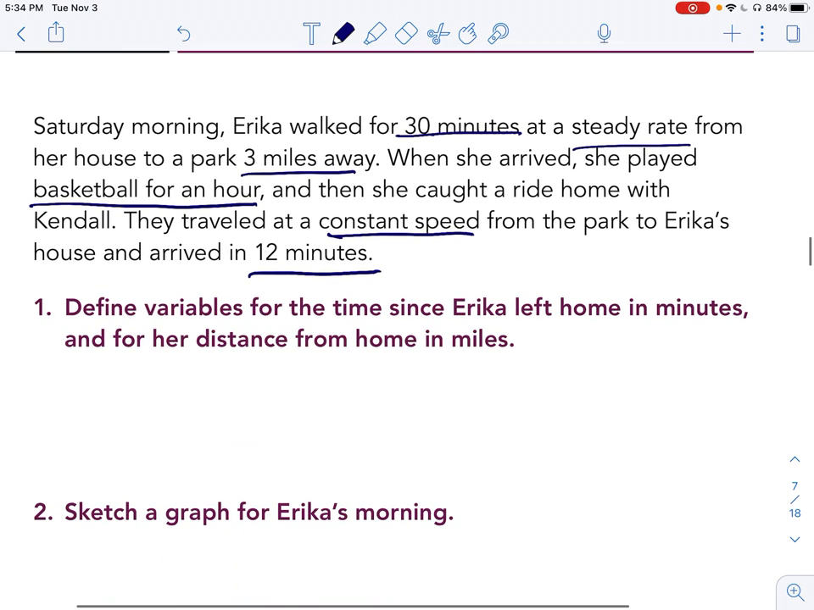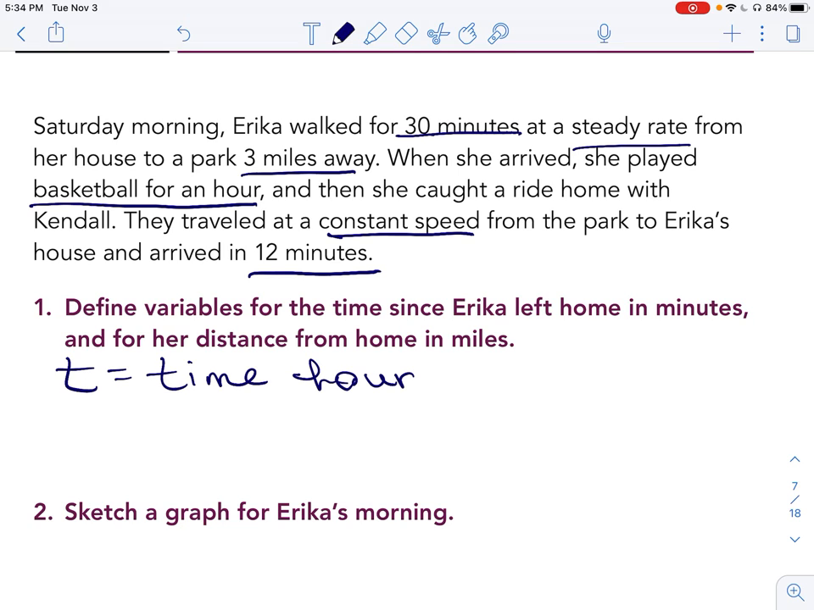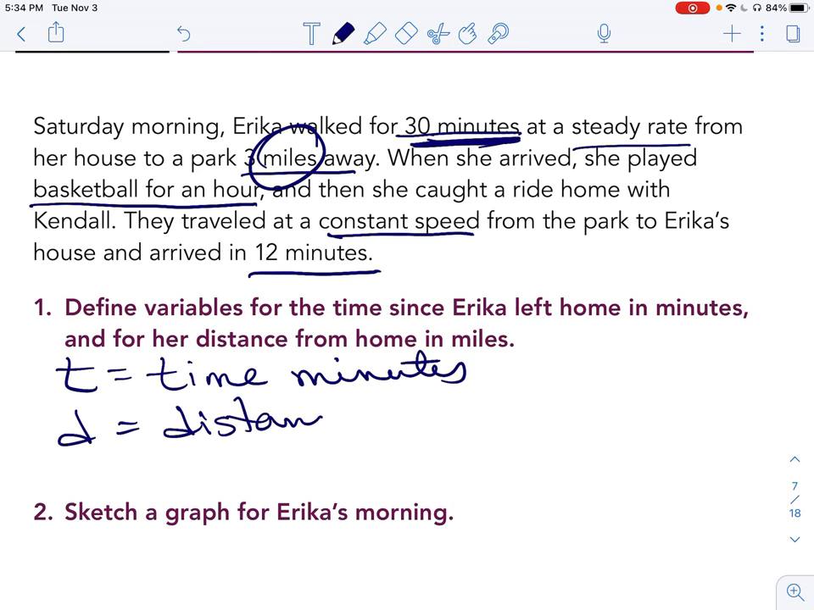Okay, so what are the two things going on here? The time and the distance. So T equals time, and we're talking hours. How do I know it's hours? Or sorry, not hours. How would I know that's minutes? Because it says minutes, doesn't it? So this is in minutes. And then distance, doesn't it say miles? So we're talking about distance in miles.